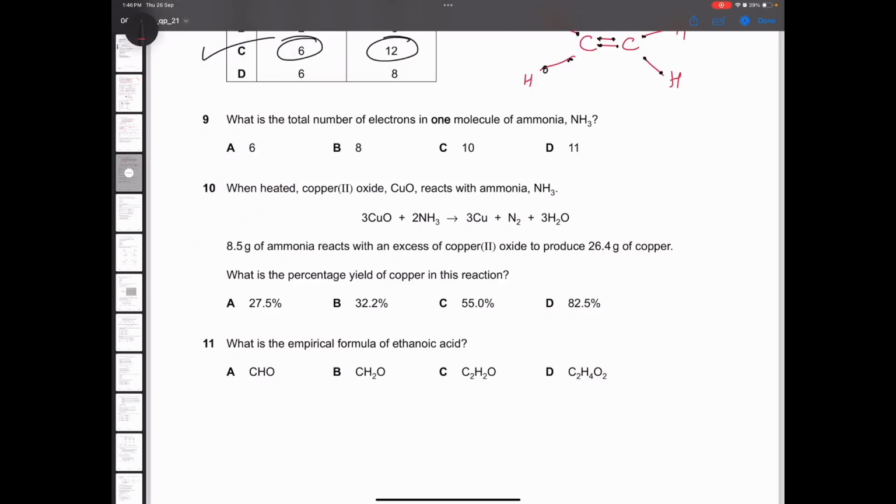Question number 9. What is the total number of electrons in one molecule of ammonia? Nitrogen has 7 electrons, hydrogen is 3 times 1. So total 10. Option C is the correct one. Next, when heated, copper oxide reacts with ammonia. 8.5 grams of ammonia reacts with excess of copper oxide to produce this much copper. What is the percentage yield?